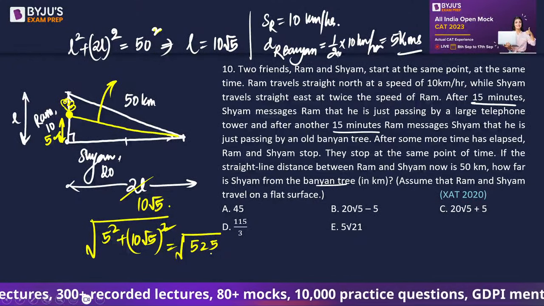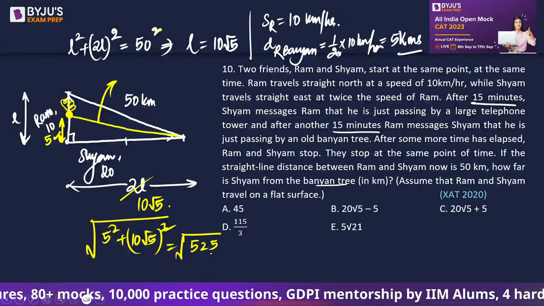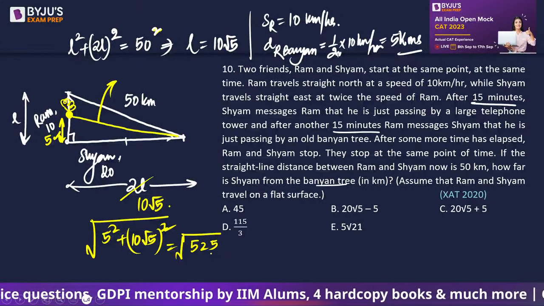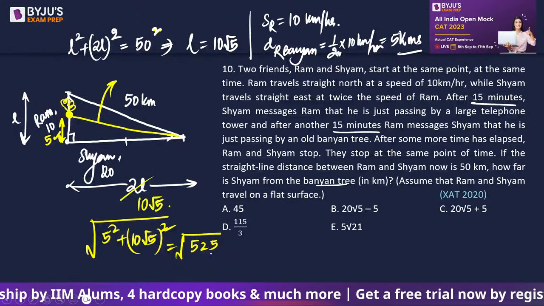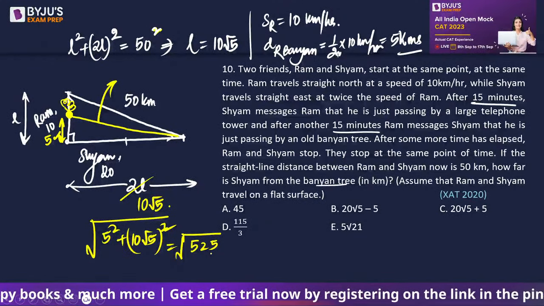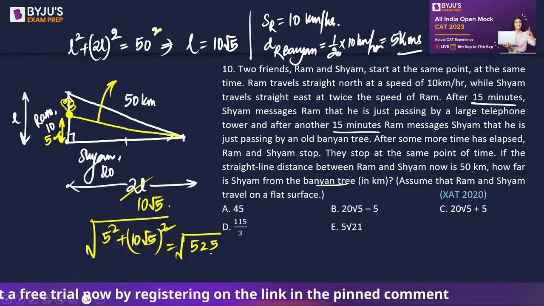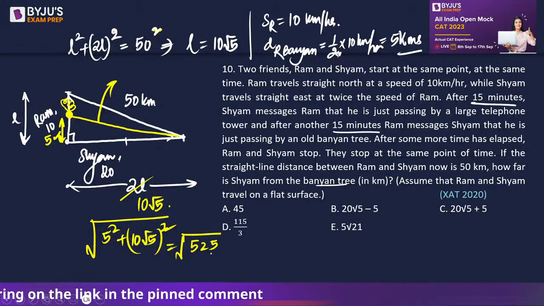After 50 minutes, Shyam messages Ram. And after another 50 minutes, Ram messages Shyam. So half an hour later, Ram messages Shyam. That is just passing by an old banyan tree. ठीक है, so that means Ram passed that distance after half an hour, and speed of Ram is given as 10. So that is 5 kilometers.